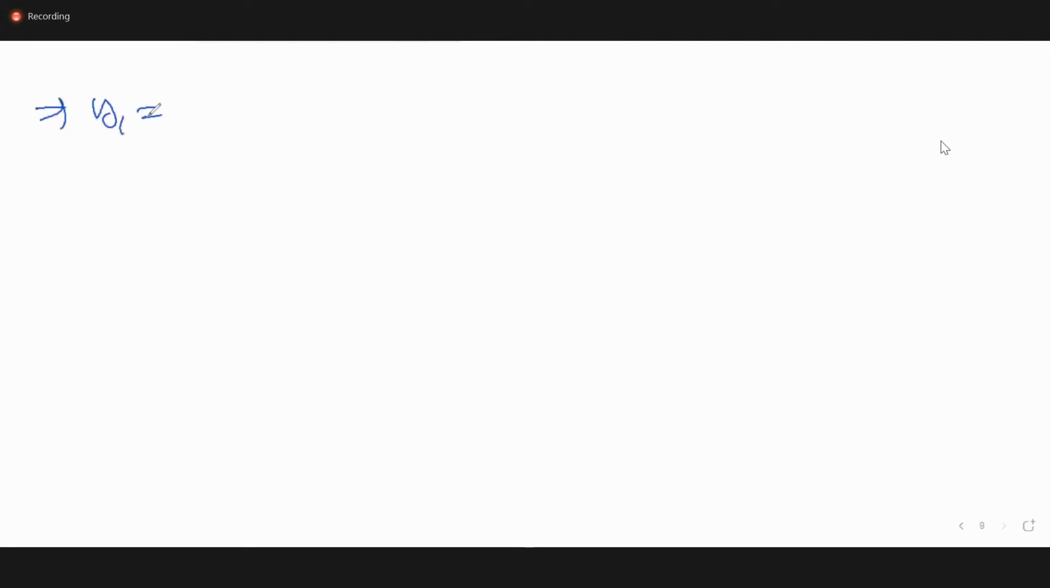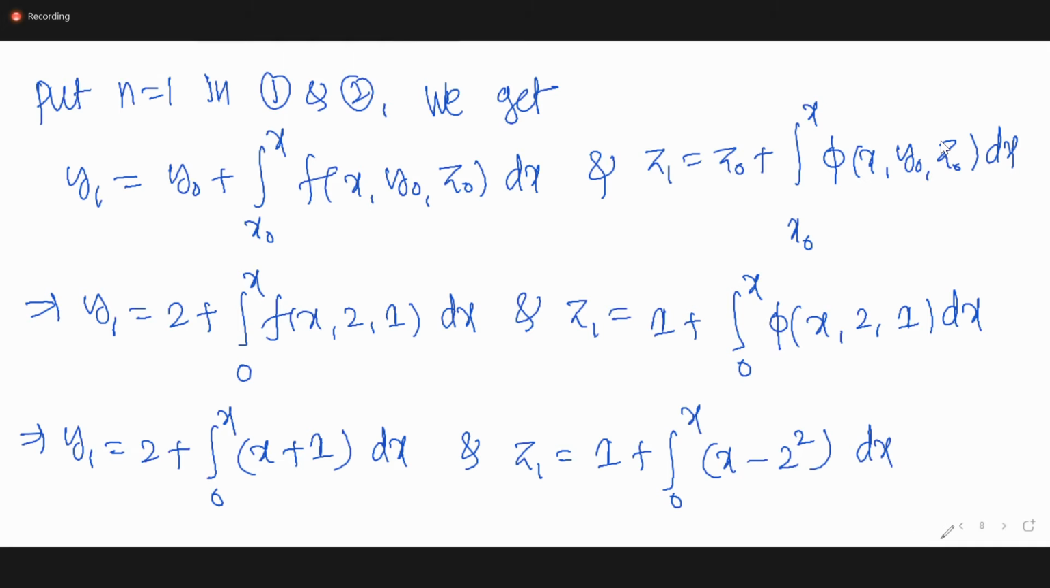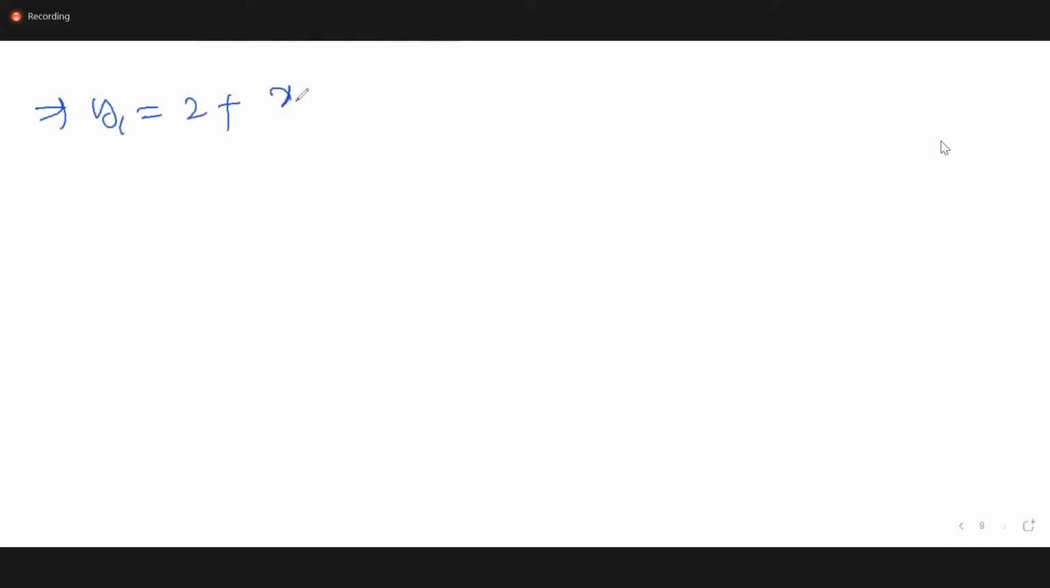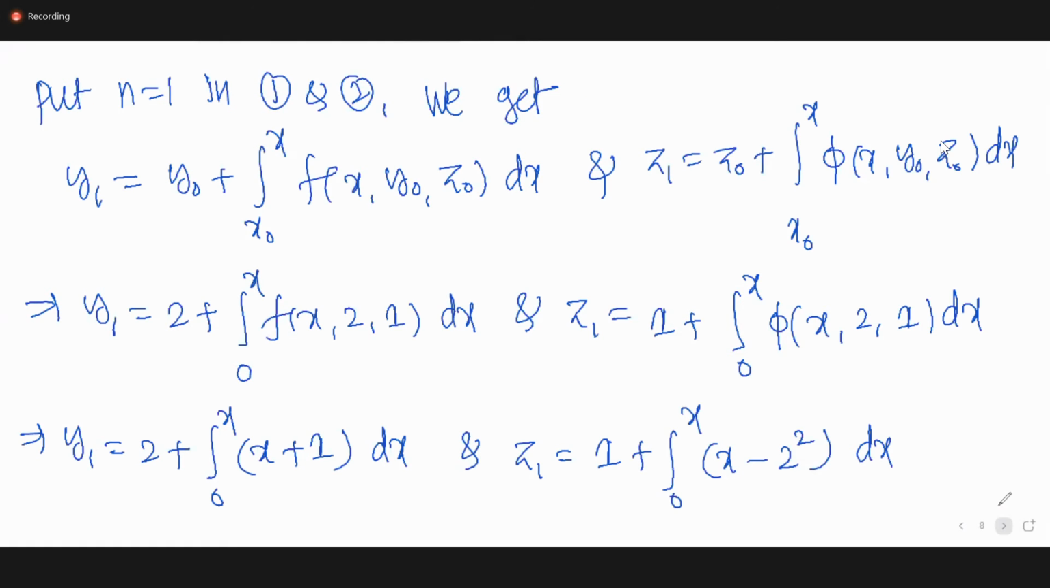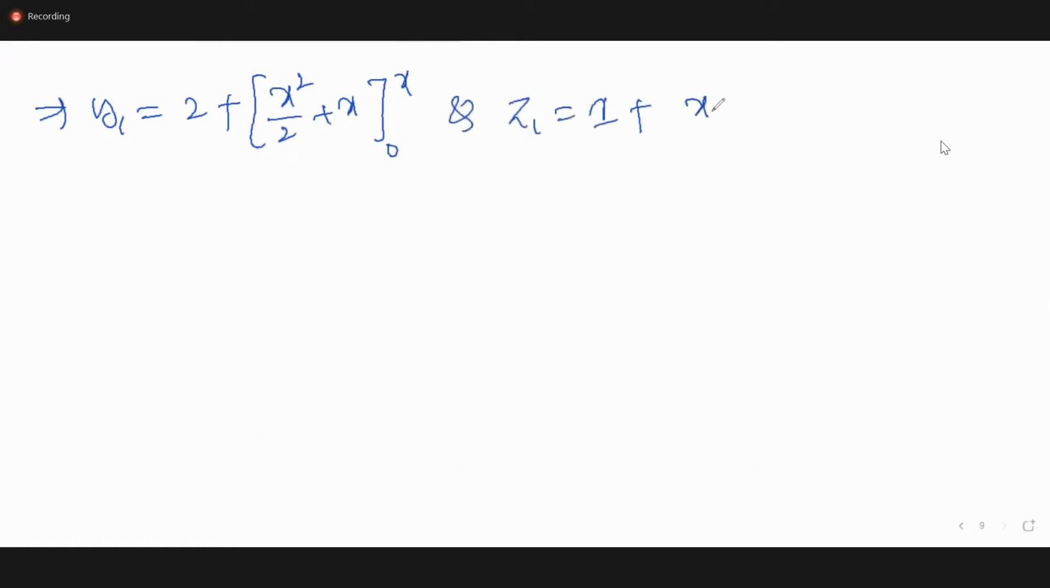So y1 is equal to 2 plus integration of x plus 1, x square by 2 plus x, integration from 0 to x. And z1 is equal to 1 plus x minus 4, that means x square by 2 minus 4x from 0 to x.